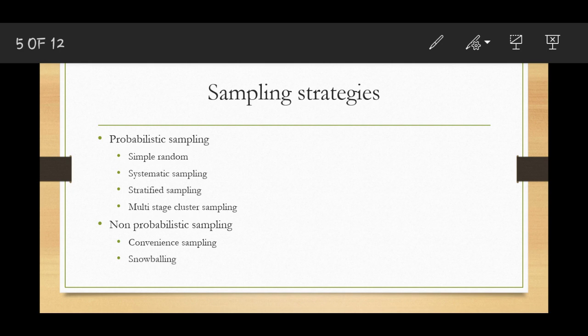We have another sampling strategy under non-probability sampling, which we call snowball sampling. In snowballing, the researcher asks participants to identify others to become members of the sample.